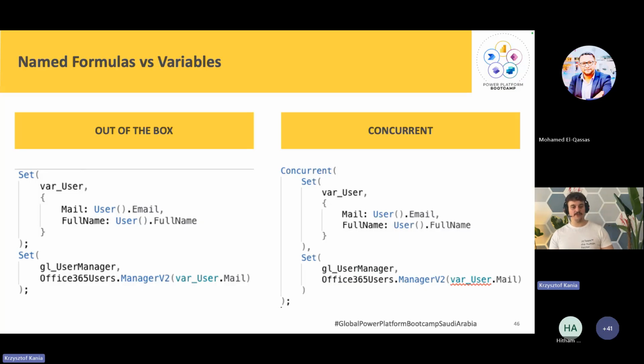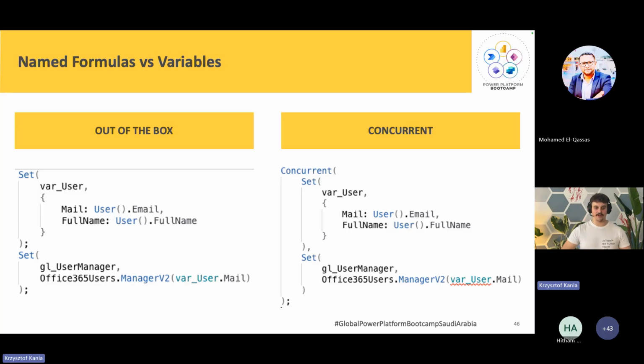If we will compare that to named formulas, what you will realize is that using a concurrent function does not allow to work on the same data sources, on working on the same variables, right? Working on the same data, basically, because it does not know what should be first. It's not one after another. So it can start getting the value of something that requires a different value from a different variable.